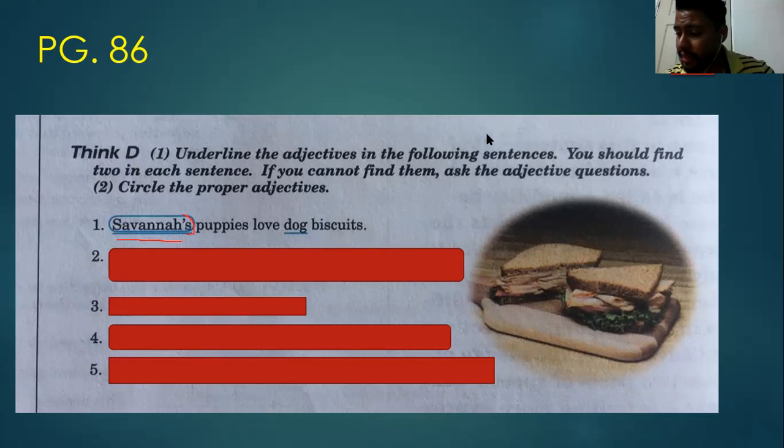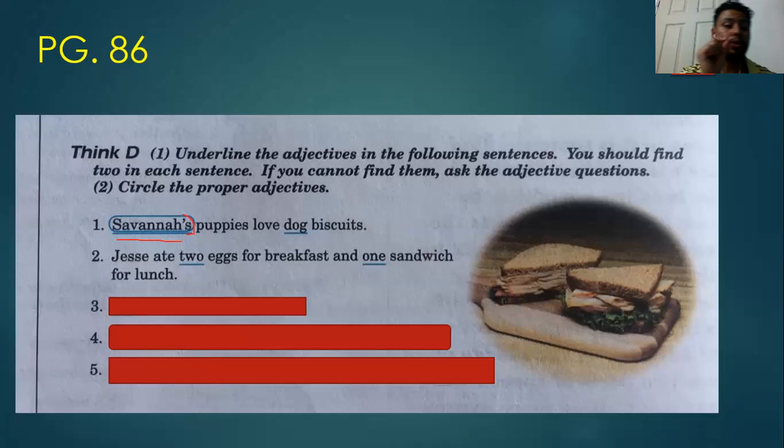Number two, who can help me? Jesse ate 2 eggs for breakfast and 1 sandwich for lunch. What is the proper noun? Or what is the adjective here? The adjectives. Okay, I don't know. No problem. We can modify a noun with numbers. For example, Jesse ate 2 eggs for breakfast, in this case, 2 is the adjective. The number 2. And 1 sandwich. Remember, you are describing how many. How many is the question, remember, at the beginning of the class. How many eggs do you eat for breakfast in this case?